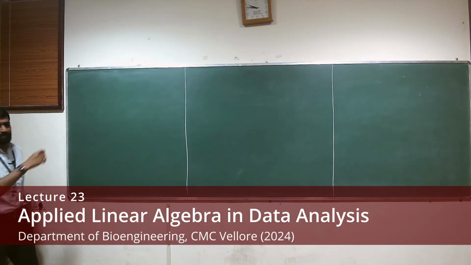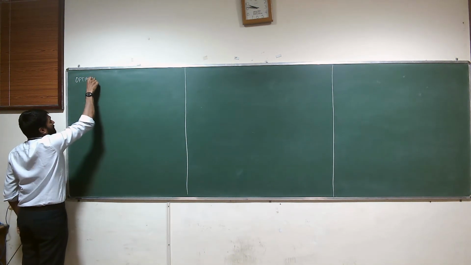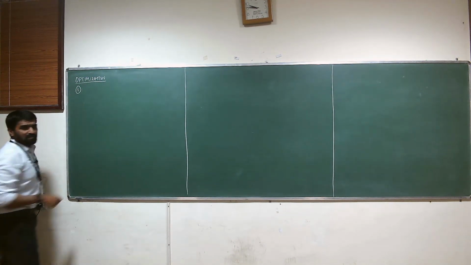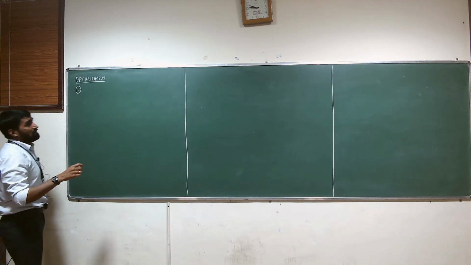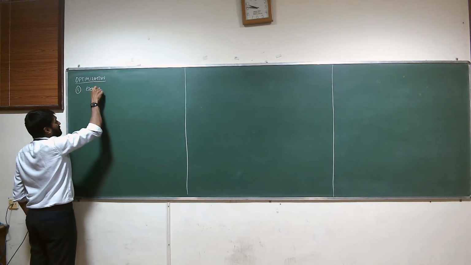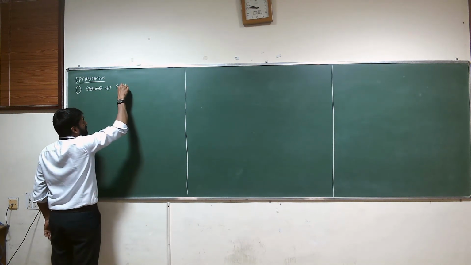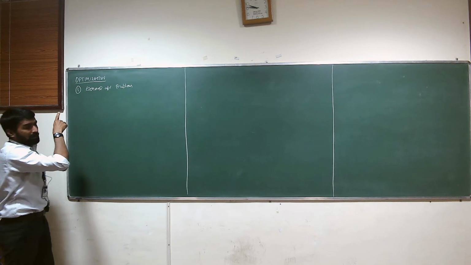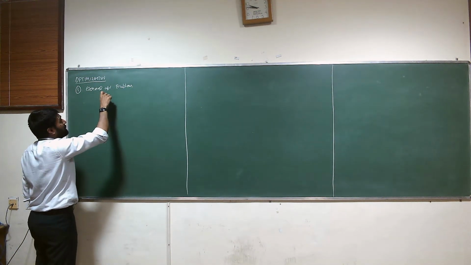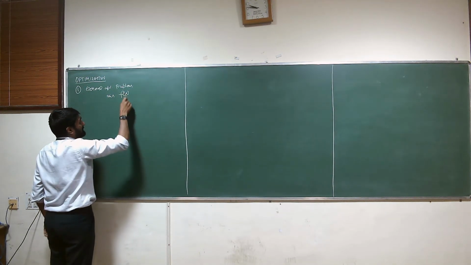What did we talk about? We started talking about the general optimization problem. What did we say was a form of the general optimization problem? We're talking about minimizing some function f.